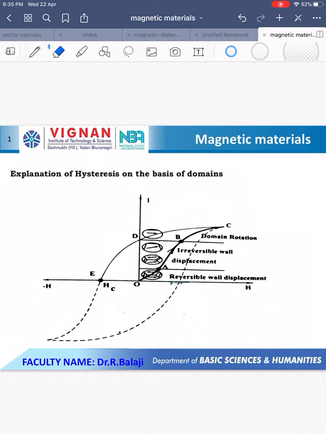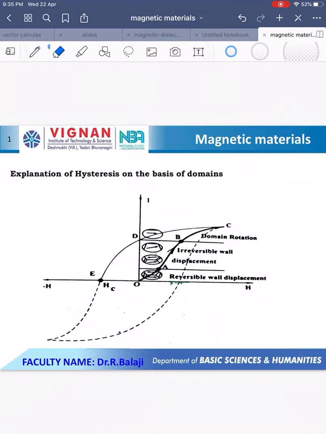We know that when a ferromagnetic material is subjected to an external magnetic field, the magnetic moment increases in two ways. One is movement of domain walls and the other is rotation of domains. The movement of domain walls exists when the applied field is small, and rotation of domains exists at a strong magnetic field.